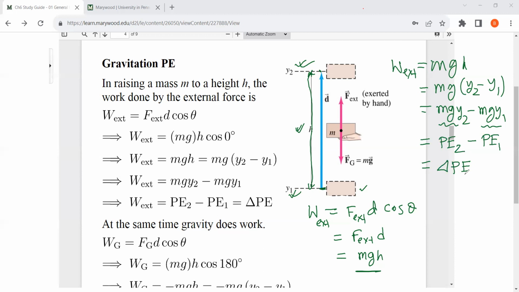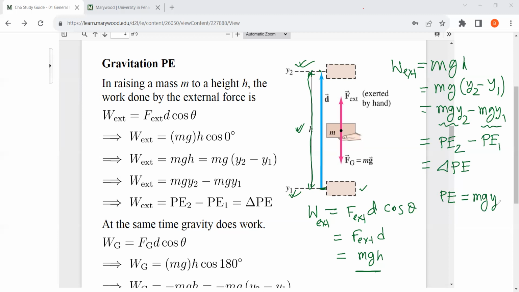From this derivation we can say that the mathematical definition of the gravitational potential energy is mgy. m is the mass of the object, g is the gravitational acceleration, and y is the height.